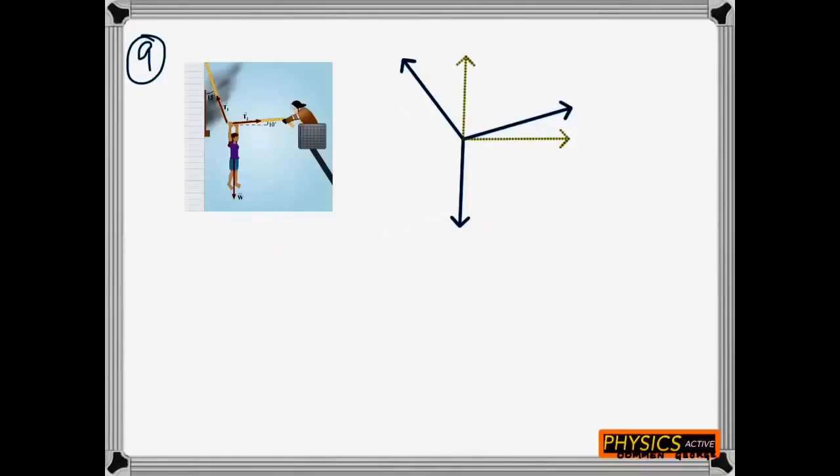In the 9th one, once again you have the weight acting vertically down. You have the tension in the rope acting this way, and you have the applied force. So here you see that this force is along the y-axis, but this and this force are neither along the x nor the y. So you'll have to resolve both of these. So you have to resolve T1 and T2.